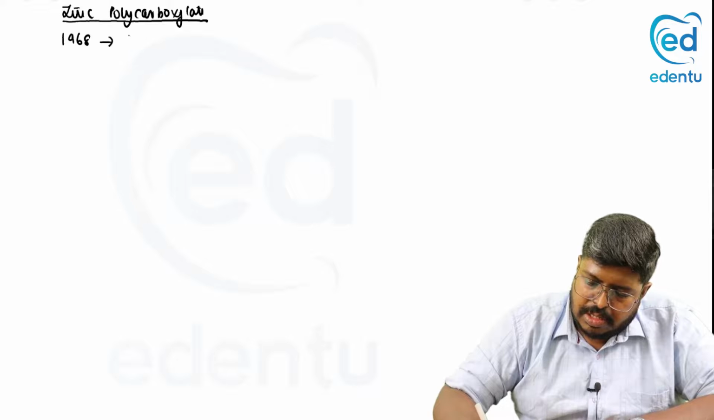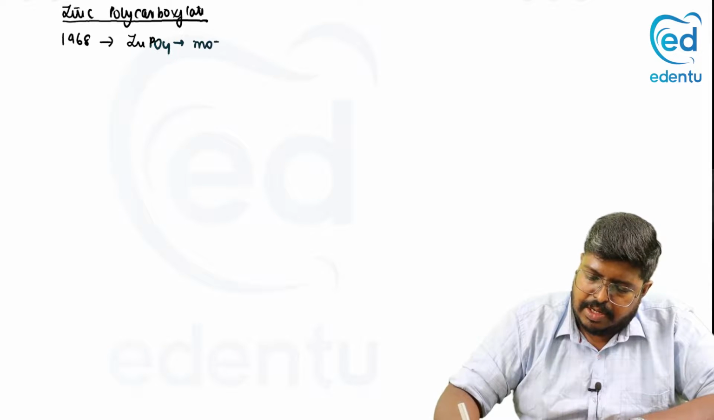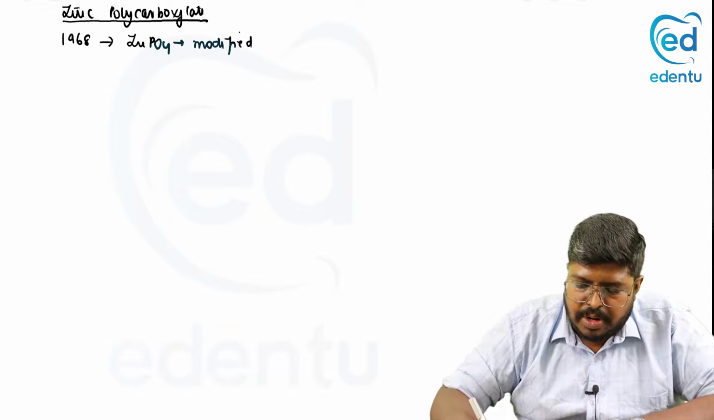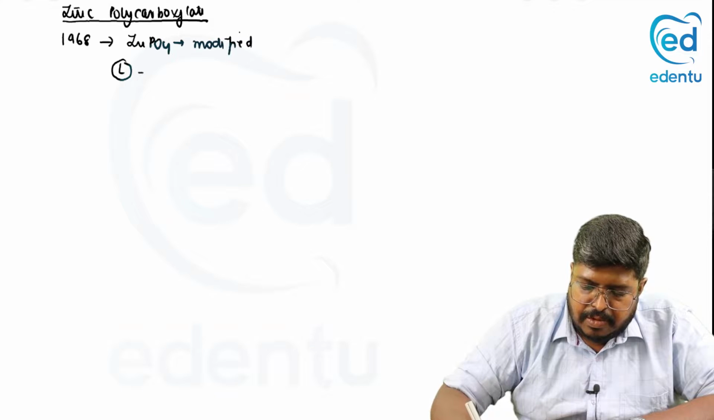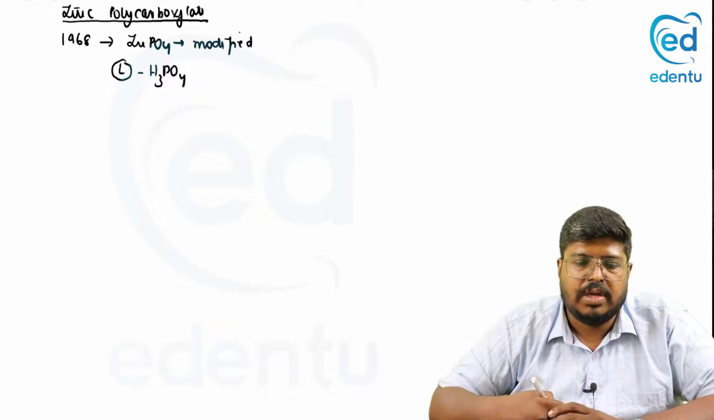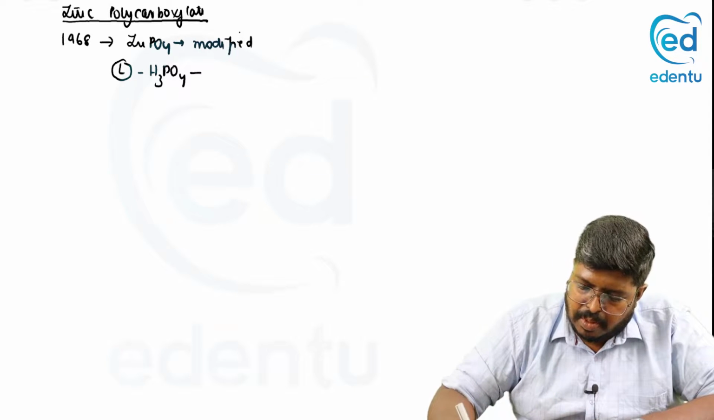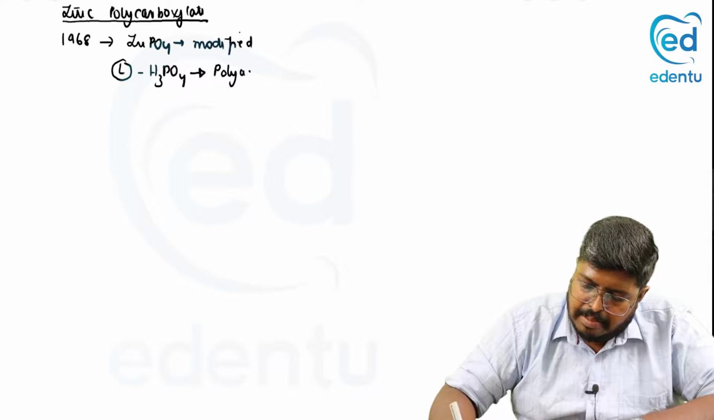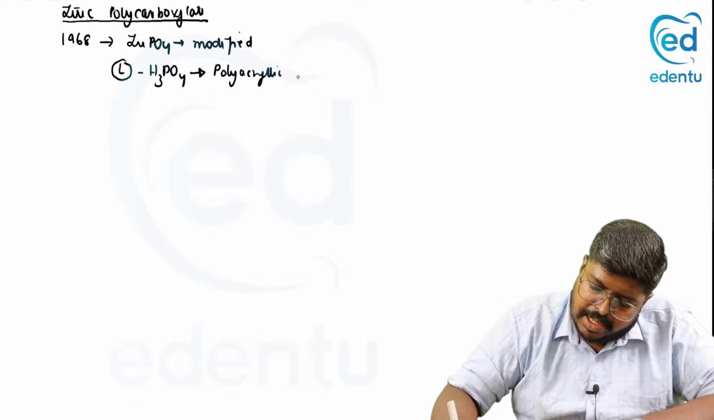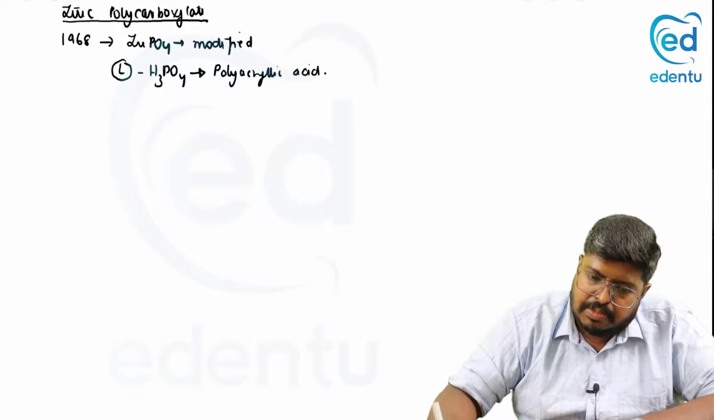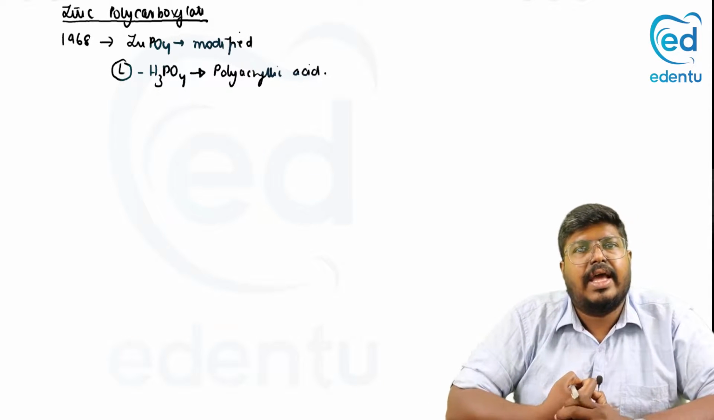He took zinc phosphate cement and modified it. What did he modify? If you remember, in zinc phosphate, the liquid was basically phosphoric acid, H3PO4, right? In polycarboxylate, the phosphoric acid was now replaced by polyacrylic acid.